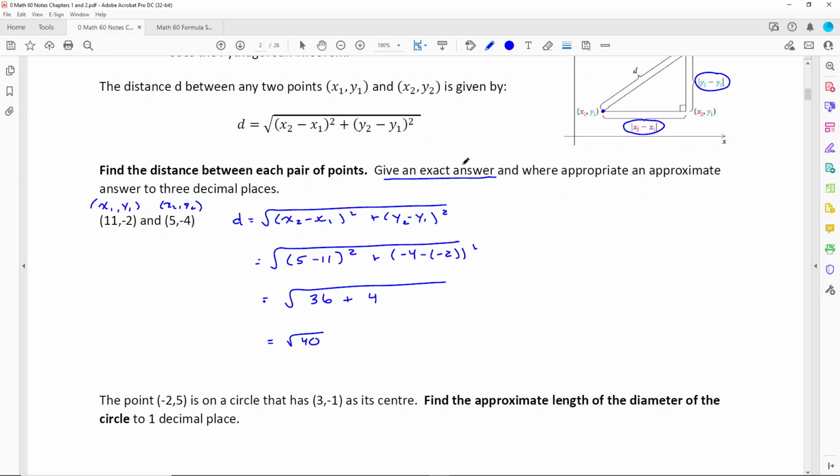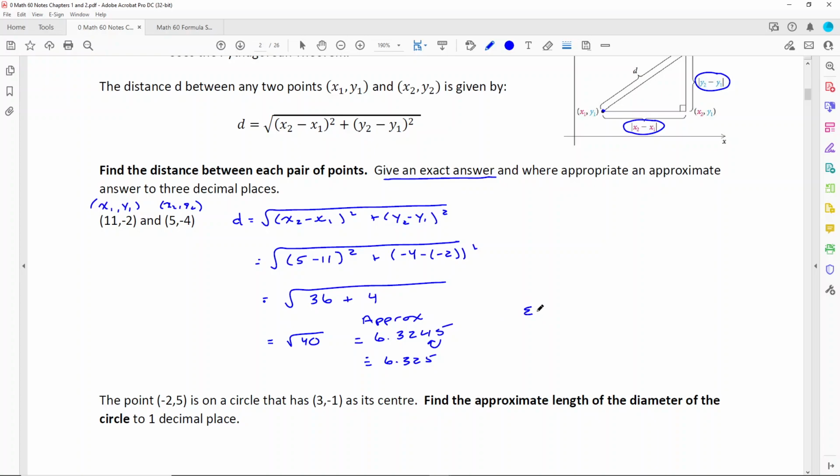Now we can talk about giving an exact answer and, where appropriate, an approximate answer to 3 decimal places. If I just wanted an approximate answer to 3 decimal places, I would literally just plug this into my calculator right now. So I'm going to type in the square root of 40. To 3 decimal places, I get 6.325, because it was 6.3245. Since the number next to the 4 is a 5, that's going to make it round up to the 5. So this is my approximate answer. It's approximate because I rounded. I haven't given the full solution.